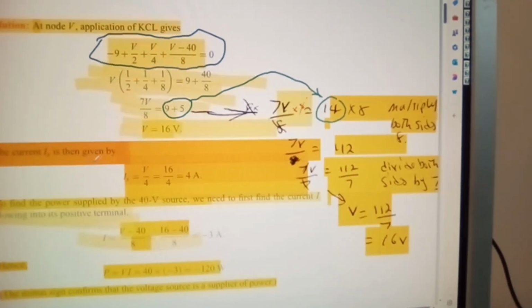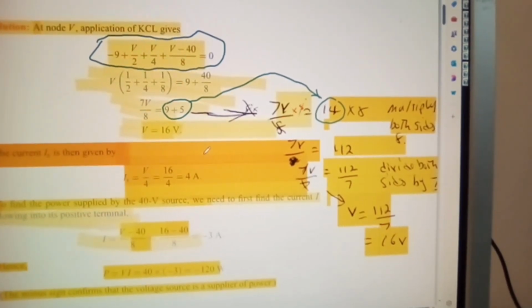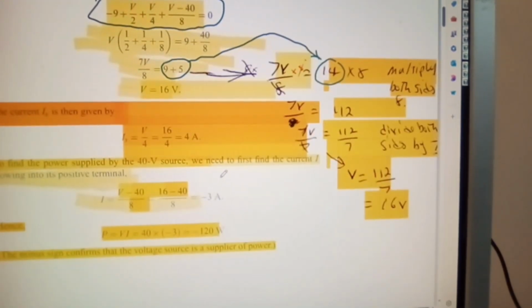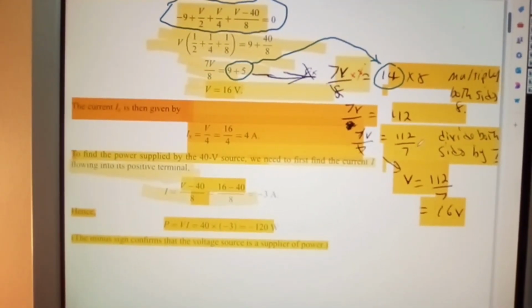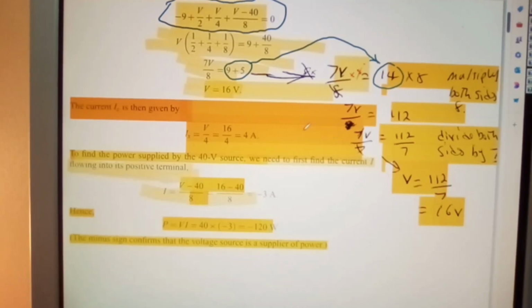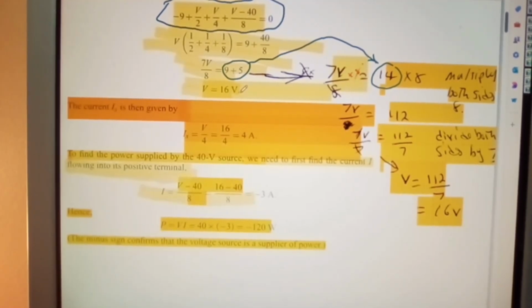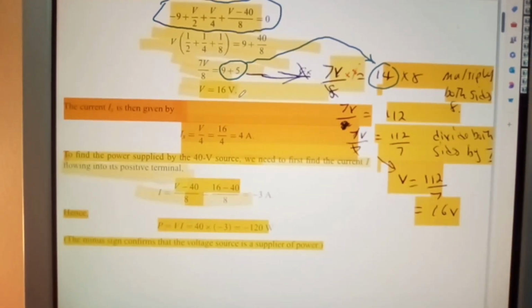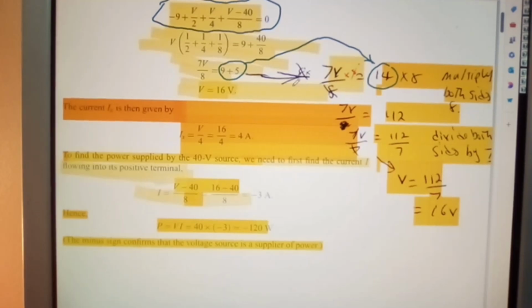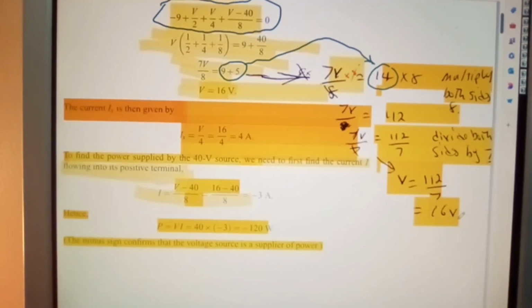Now, let me make sure that I'm not getting myself confused. Then divide both sides by 7. What I've done here is you get 7V, because you want V on its own, because you need to know what the voltage is. V then equals 16 volts. And you can see what I've done here. Divide both sides by 7. V equals 112 over 7 equals 16.